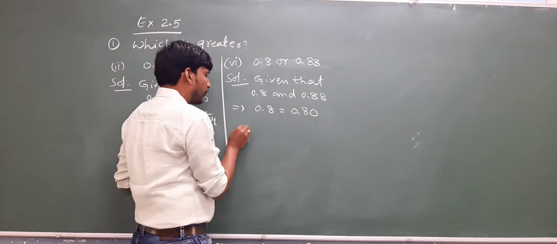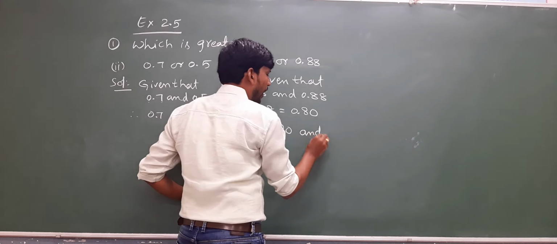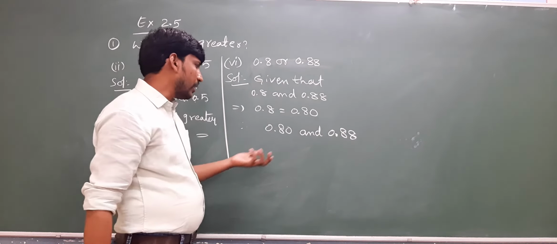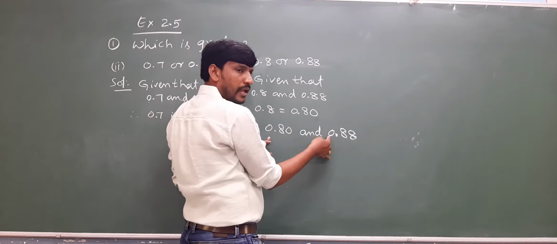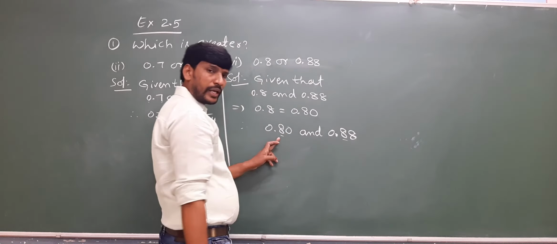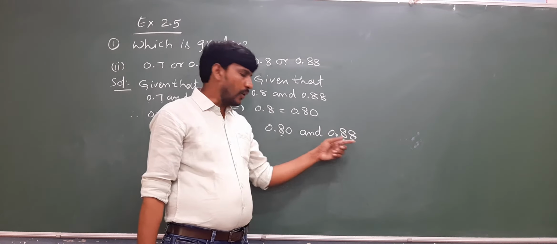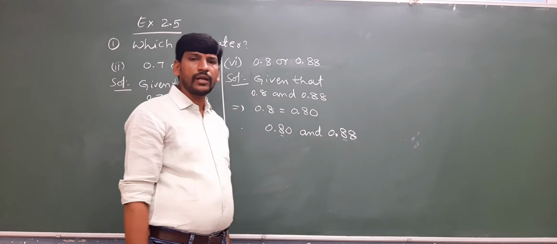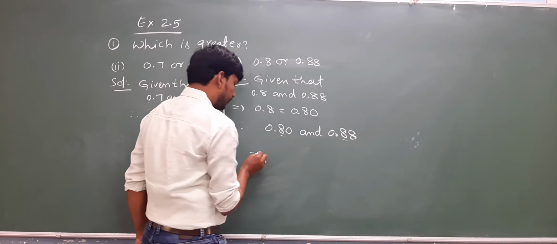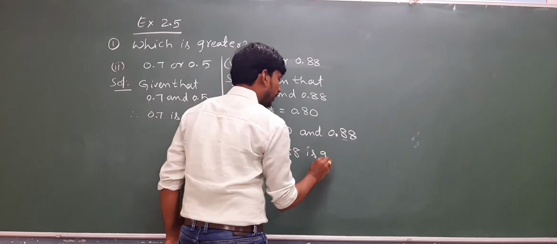So now 0.80 and 0.88. See this here. Normal comparison. Both are zeros before the decimal. After the decimal you have 8 here, 8 here. Now after 8 you have here 0, here 8. Now in 0 and 8, which is the greater value? Which is the biggest value? 8. So therefore 0.88 is greater.